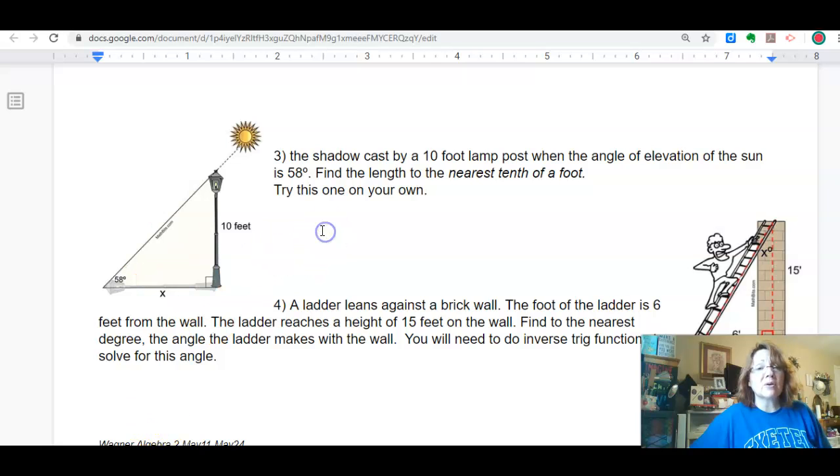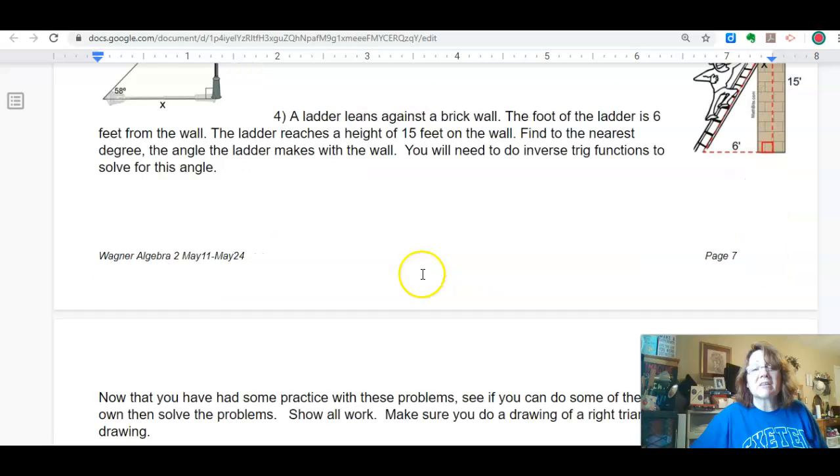So I would go and I would say, tangent of 58 is equal to 10 over x. Again, I would need to do the switcheroo, so I'm going to let you finish that, and I'm going to go down to the next one.